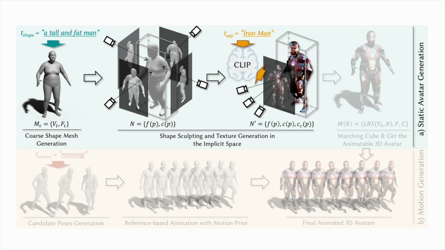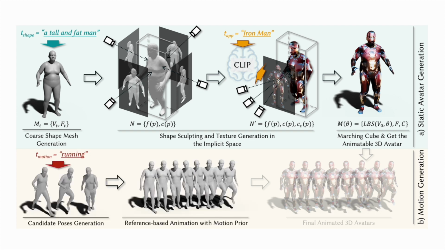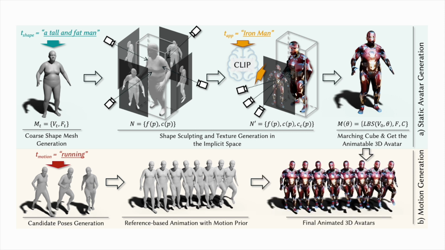Based on the implicit body, CLIP-guided optimization is performed to sculpt the shape and generate textures guided by the text, Iron Man. Then the marching cube algorithm is applied to extract the meshes, which is registered for animation later. To synthesize the desired motion, running, we first generate several candidate poses, which are used as reference for animation generation. Finally, the generated motion sequence is used to drive the registered avatar.